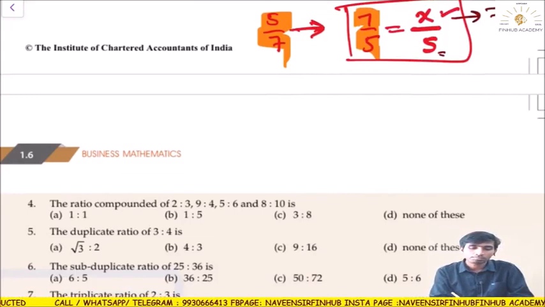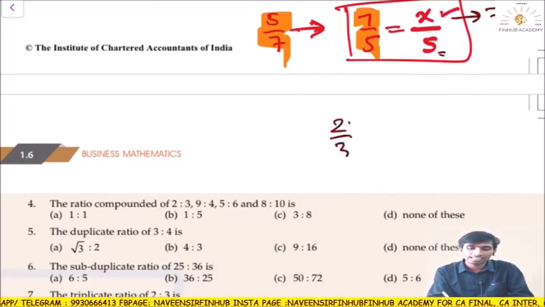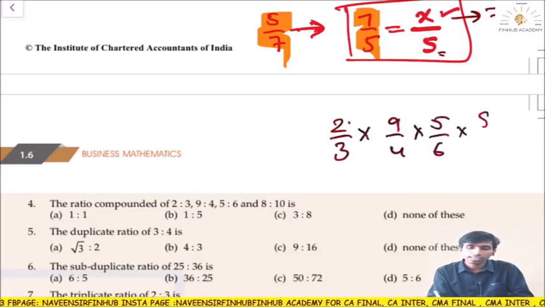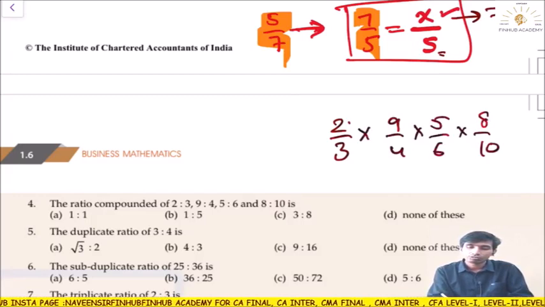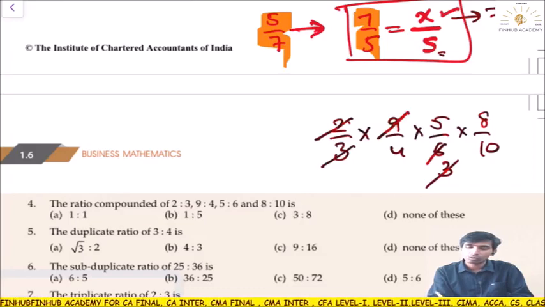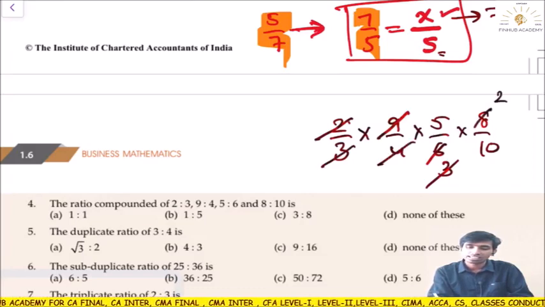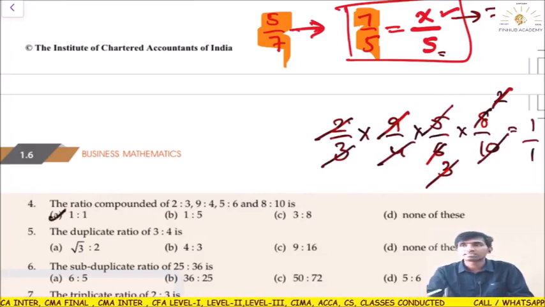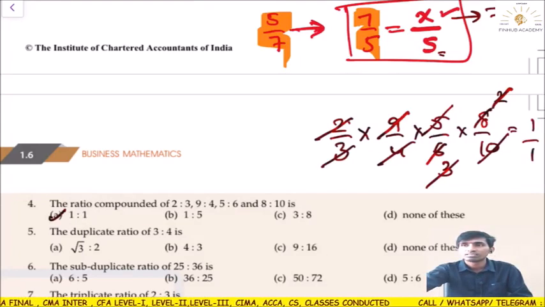Okay. Compounded ratio means what? Go on multiplying numerators: 2/3 into 9/4 into 5/6 into 8/10. Simplifying, 5 twos are 10, and the answer is 1/1. Option A. Easy? Chapter is very easy. Okay.